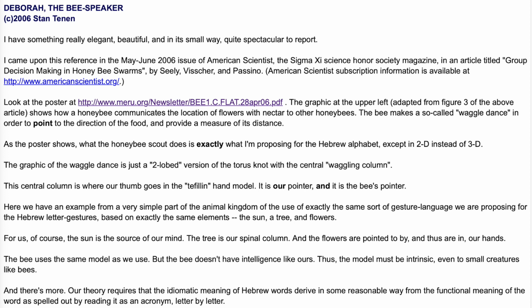Here we have an example from a very simple part of the animal kingdom of the use of exactly the same sort of gesture language we're proposing for the Hebrew letter gestures, based on exactly the same elements: the sun, a tree, and flowers. For us, of course, the sun is the source of our mind. The tree is our spinal column, and the flowers are pointed to by, and thus are in, our hands. The bees use the same model as we use, but the bee doesn't have intelligence like ours. Thus, the model must be intrinsic, even to small creatures like bees.